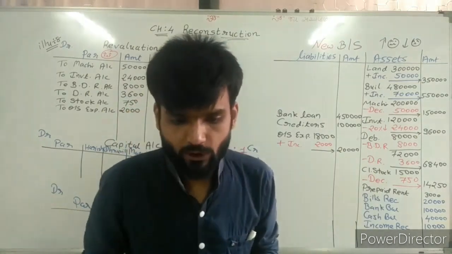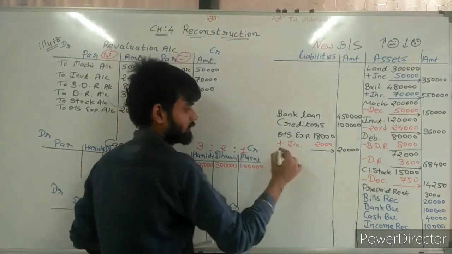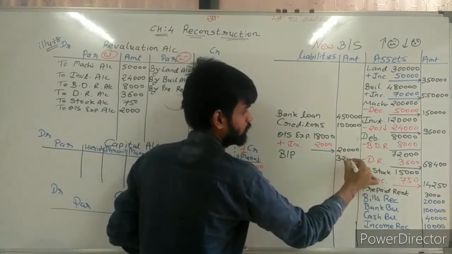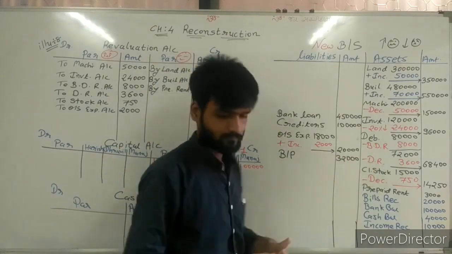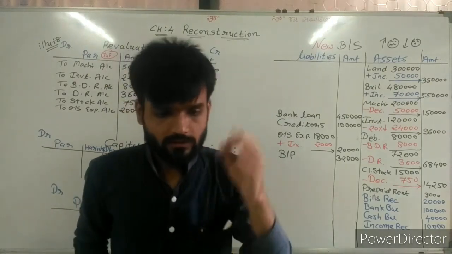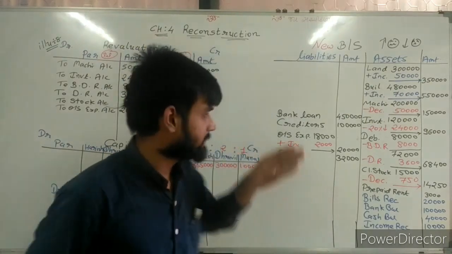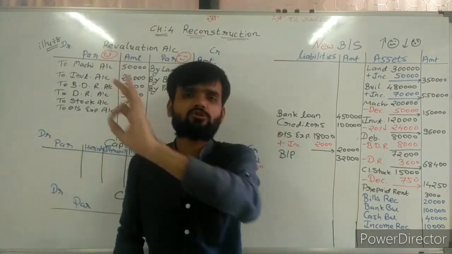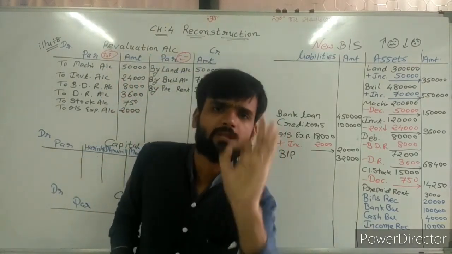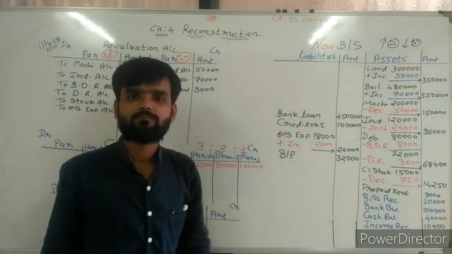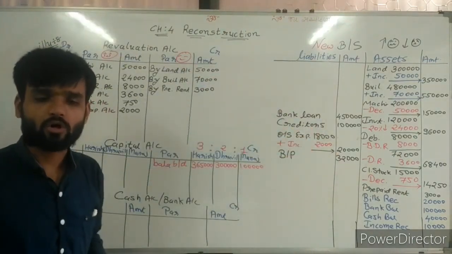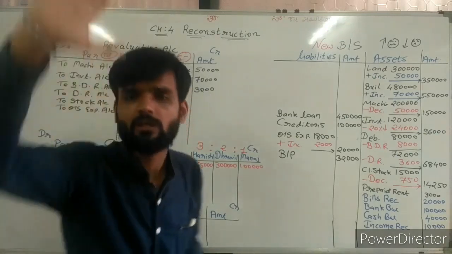Sir, bills payable is given as 32,000 rupees, so write down bills payable 32,000 rupees. Sir, outstanding expense given 18,000 is already written. Now from the old balance sheet there is no item remaining to write down. All the things are written on the board and the question is 100% completed.